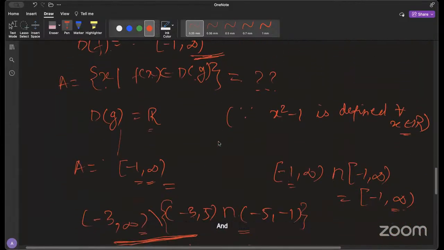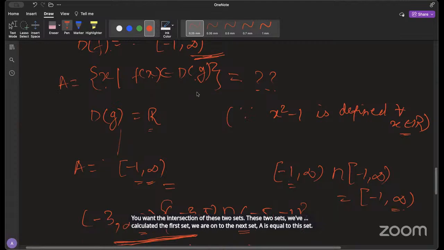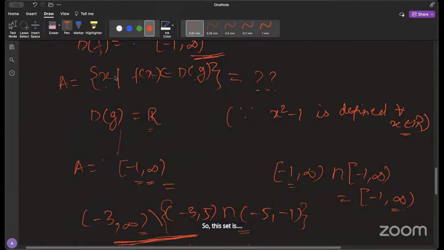And afterwards, we want to find this set, because we need the intersection of this set and the domain of f. We want the intersection of these two sets. We've already calculated the first set, and we're on to the next set. A is equal to this set, so this set is C. You want x such that fx is in the domain of G, right? And your domain of G is R.